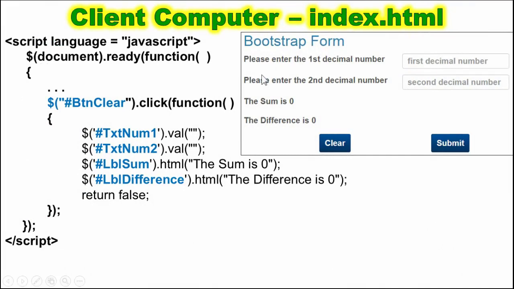The btn clear click event handler is triggered to run by the client computer every time the user clicks the clear button. It clears the values of the two text boxes and resets the values of the two labels.